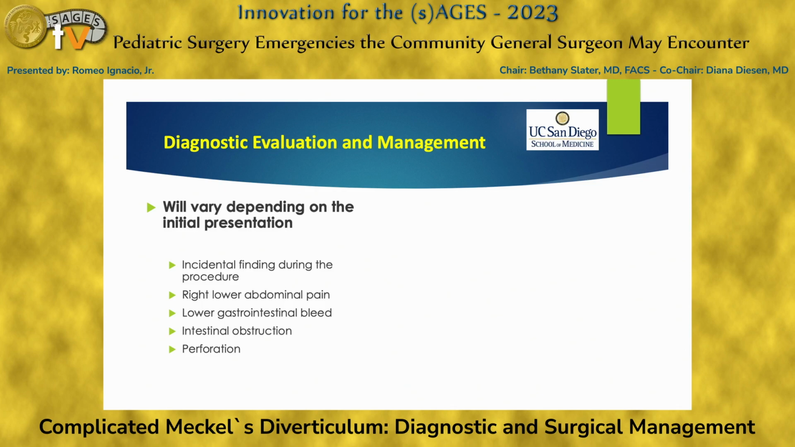These are some of the typical things I have seen for Meckel's diverticulum. Sometimes I'll see it incidentally because I'm doing another operation that's unrelated, especially for appendicitis. Sometimes I'll have right lower quadrant pain that mimics appendicitis, or abdominal pain either from obstruction or perforation. So these are the typical things that we see, but the most common thing that we see is a GI bleed.